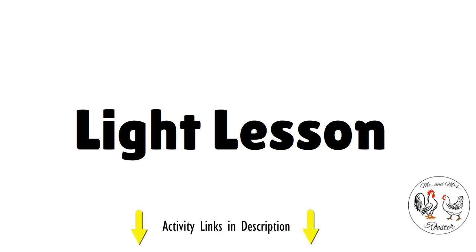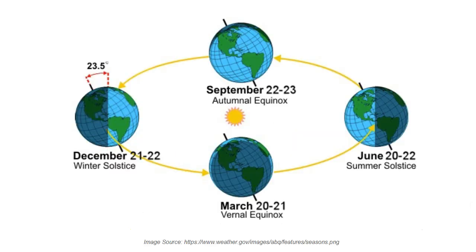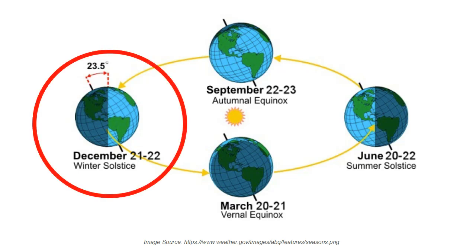Today's lesson is about the light lesson and the sun. The winter solstice can begin any day between December 20th through December 23rd, but mostly lands on December 21st. This has to do with where the Earth is in orbit around the sun and how it lines up with our calendar system. This is also the beginning of winter.